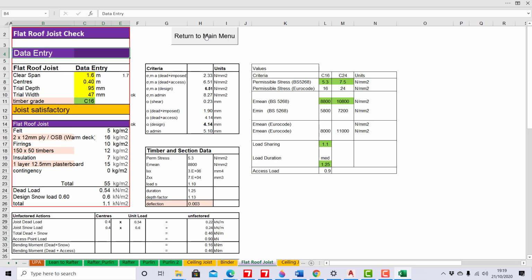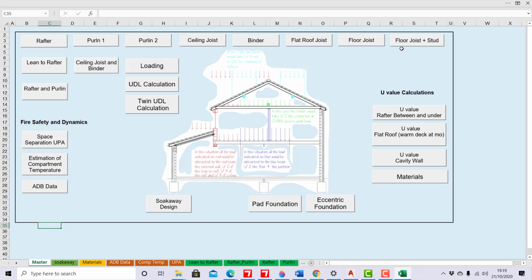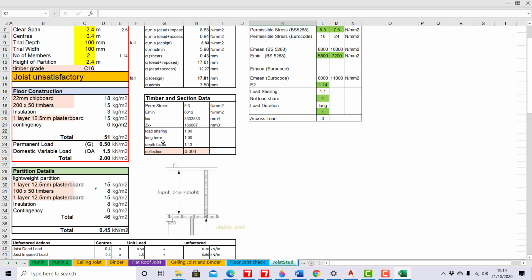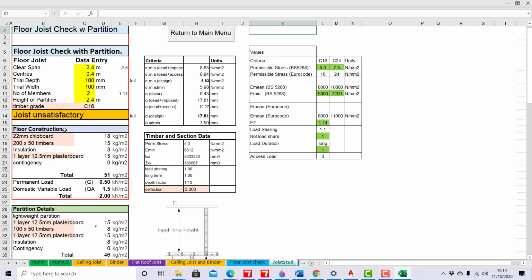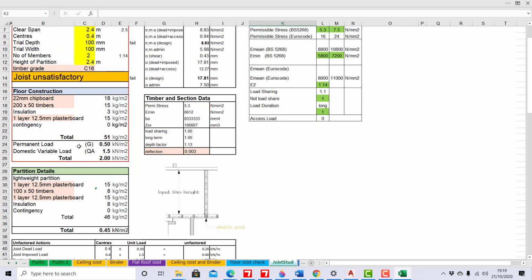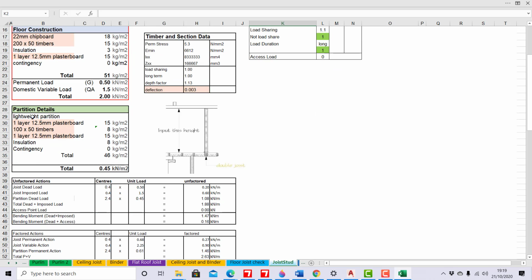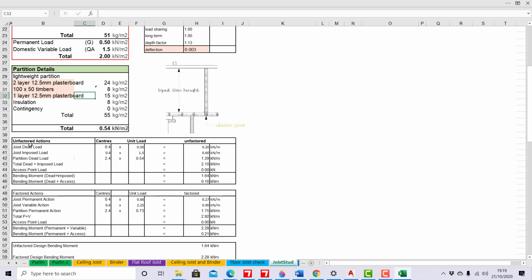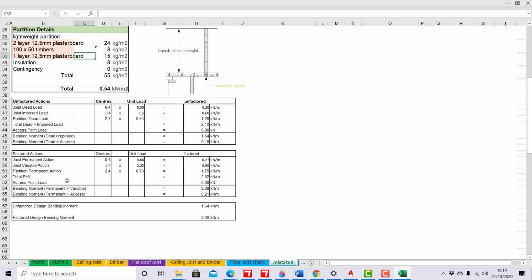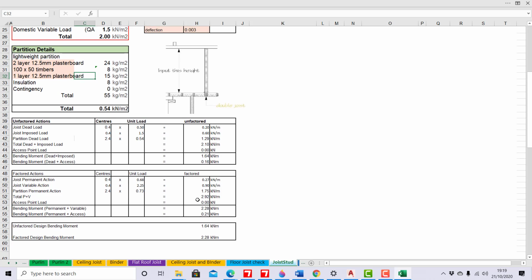Flat roof joists, floor joists if you've got a stud partition on top of it. So you go through exactly the same process: identify the floor construction and the centres, and then identify the partition loads, because if it's subject to sound and there's a couple of layers on one side, then it'll bump the weight up. Like I said to you, those are all the unfactored load-ins for BS 5268, and the factored load-ins if you're going to use Eurobeam and EC.